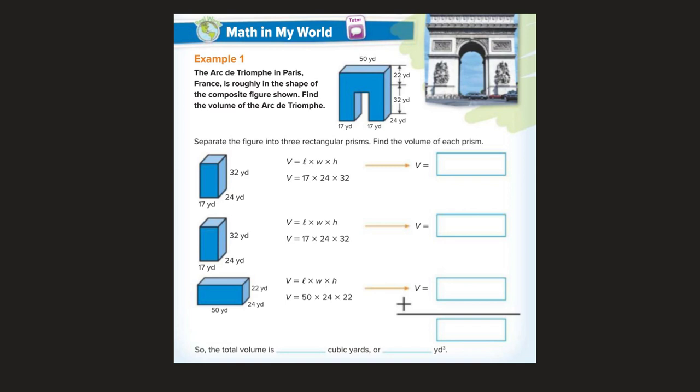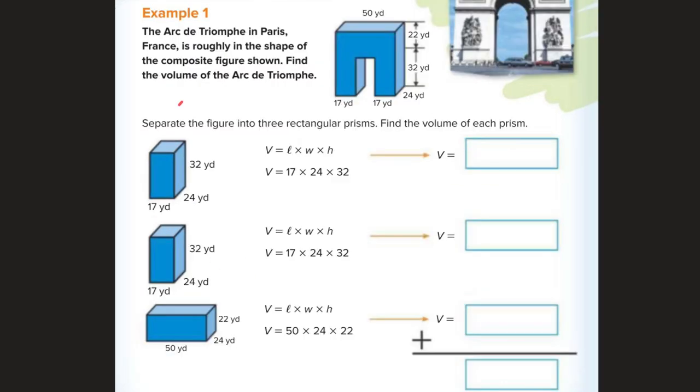Example 1. The Arc de Triomphe in Paris, France, is roughly in the shape of the composite figure shown. Find the volume of the Arc de Triomphe. Separate the figure into three rectangular prisms. So we're going to cut it here. 50, 17, 32, and 22. Okay, so we're going to separate into three rectangular prisms.